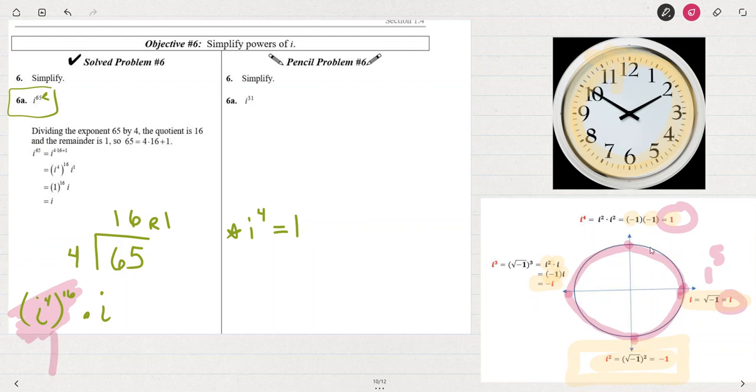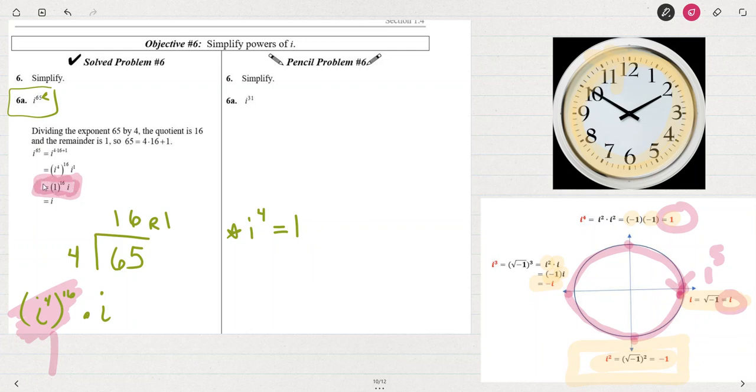So watch what would happen if I did i to the 65. I'd go 4, 8, 12, 16 times around, and that would get me to 64. And then one more would give me one more i. So I'd end up here on i. So that's what they're doing here. I hope that makes a little bit of sense.